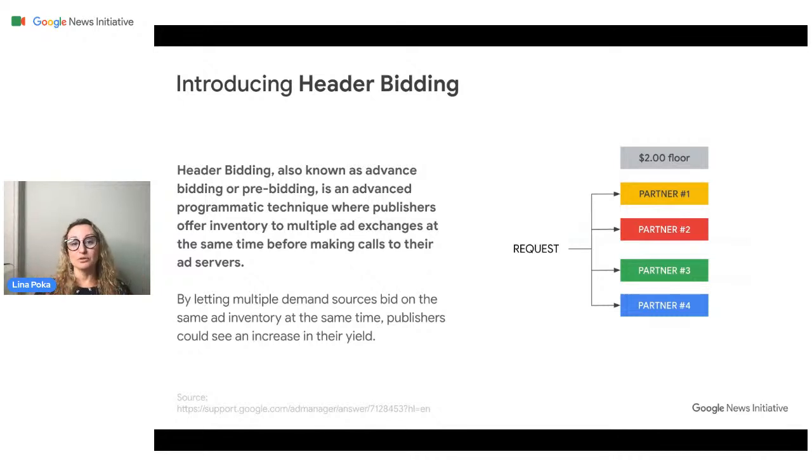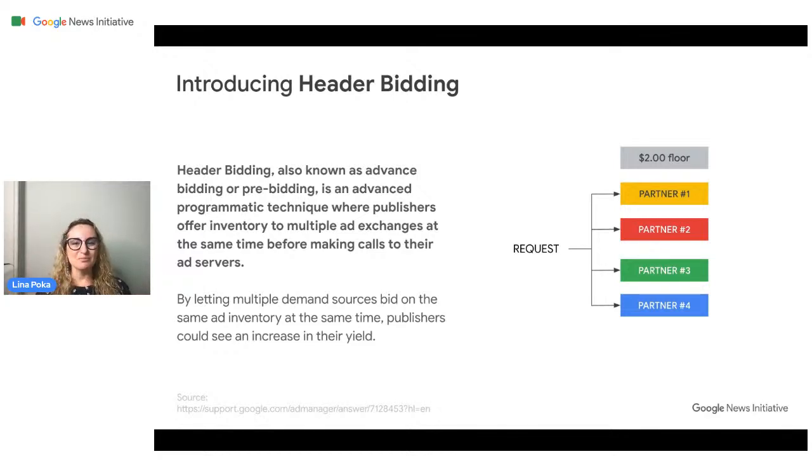Another tool that we can also utilize is header bidding. Header bidding is also known as advanced bidding or pre-bidding, and it's an advanced form of programmatic technique where publishers can offer up their inventory to multiple ad exchanges at the same time before making those calls to their ad servers. By allowing multiple demand sources to bid on the same ad inventory at the same time, publishers can increase their yield and make more money.